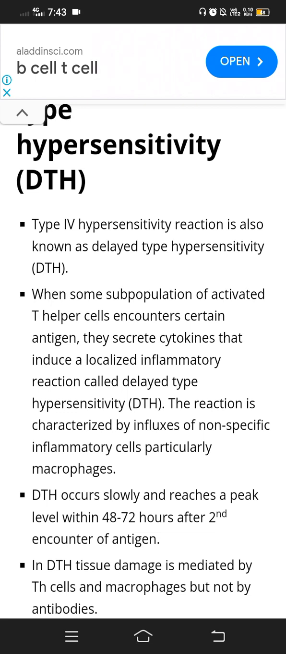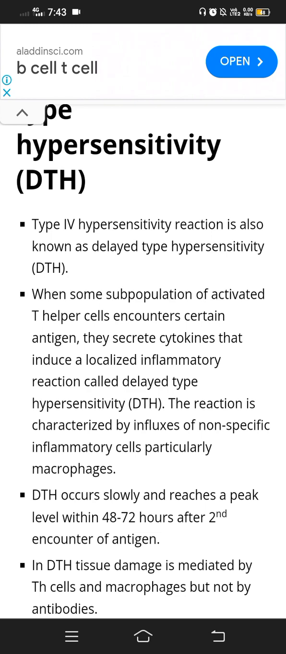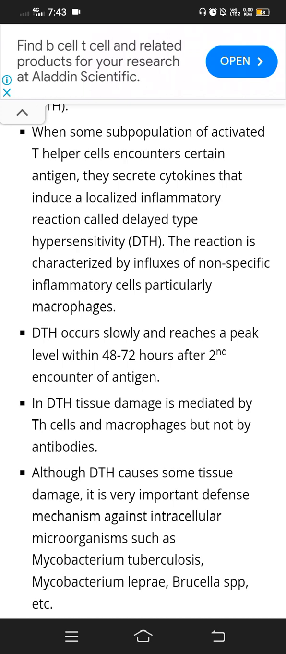These cytokines induce a localized inflammatory reaction called delayed type hypersensitivity, or DTH. The reaction is characterized by influx of non-specific inflammatory cells, particularly macrophages. DTH occurs slowly and reaches a peak level within 48 to 72 hours after the second encounter with antigen. In DTH, tissue damage is mediated by TH cells and macrophages, but not by antibodies.